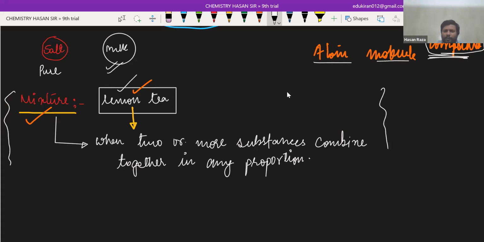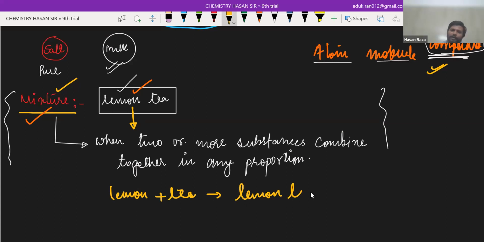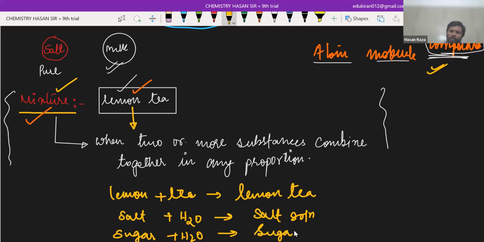One of the biggest differences between a mixture and a compound, you know what it is? If you are going to get a mixture, let's say this is your lemon and this is your tea, then you are getting lemon tea. Or let's say this is your salt and this is your water, so you are getting salt solution. Let's take another example, sugar plus water, then you are getting sugar solution. So what I want to say is that you can mix these two in any proportion, you will get this mixture only. Are you getting my point? In any proportion.